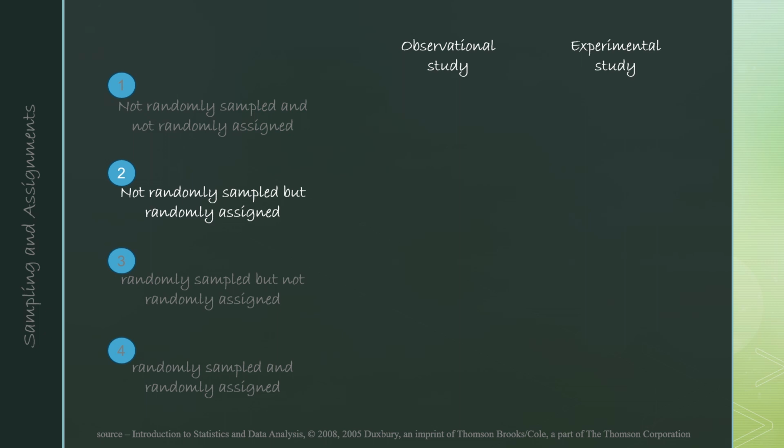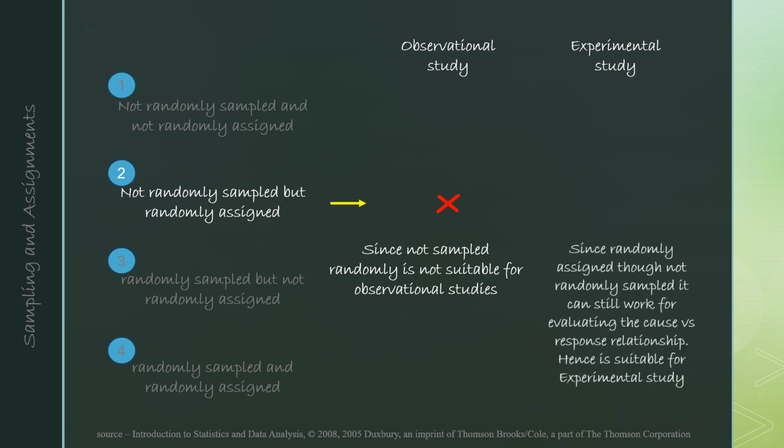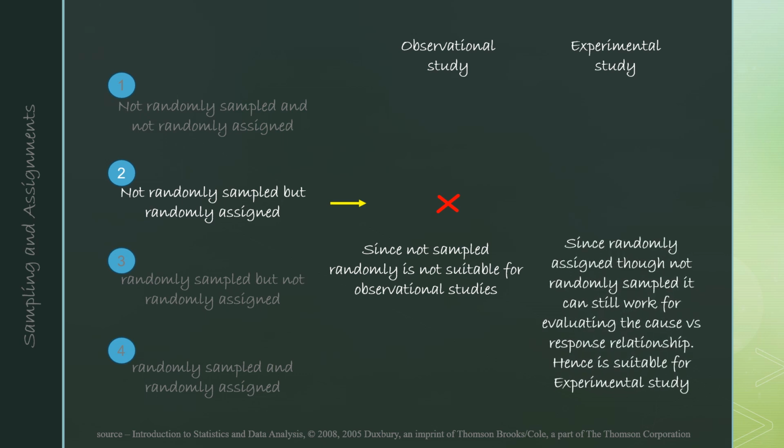Not randomly sampled but randomly assigned. Since not sampled randomly, as just discussed in the previous case, it is not suitable for observational studies. Since randomly assigned, though not randomly sampled, it can still work for evaluating the cause versus response relationship, hence is suitable for experimental study.